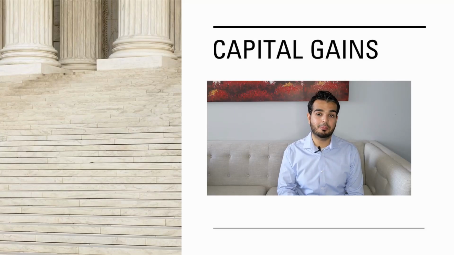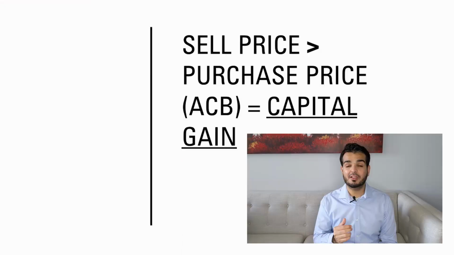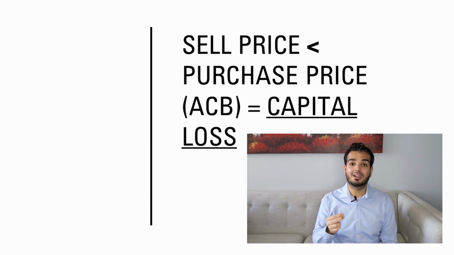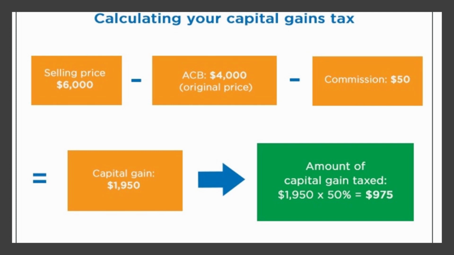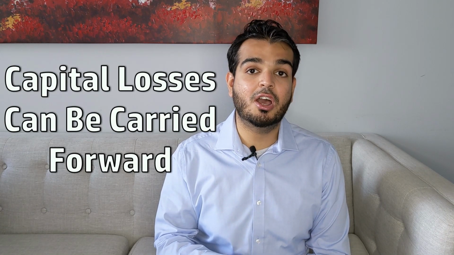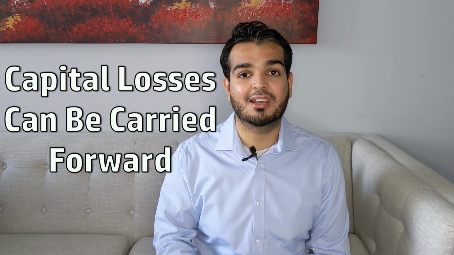If you sell capital property, such as stocks on the stock market, for more than what you paid, the difference between the selling price and the price you paid is known as a capital gain. If you sell something for less than what you paid, the amount of loss is considered a capital loss. If you have a capital gain, only 50% of the gain itself will be taxed. Meanwhile, a capital loss can be carried forward to future taxation years to offset future capital gains if you have no capital gains in the current tax year.